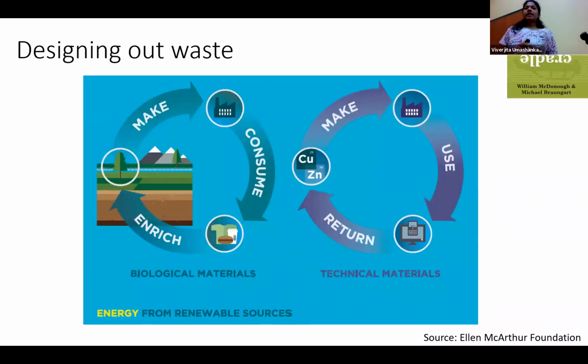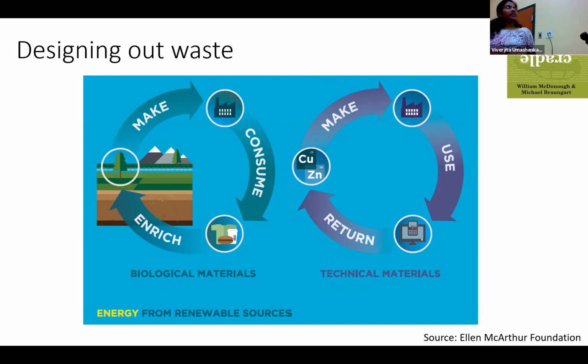Now, when we come to the idea of waste equals food, that really means designing out waste. So the reason we have waste in the first place now is that a lot of products are really designed for the dump, without really knowing what goes into it and how it should be managed at the end of its usage. So designing out waste means consciously making the effort to design out waste from products, processes, and systems so that there is no such thing as waste.